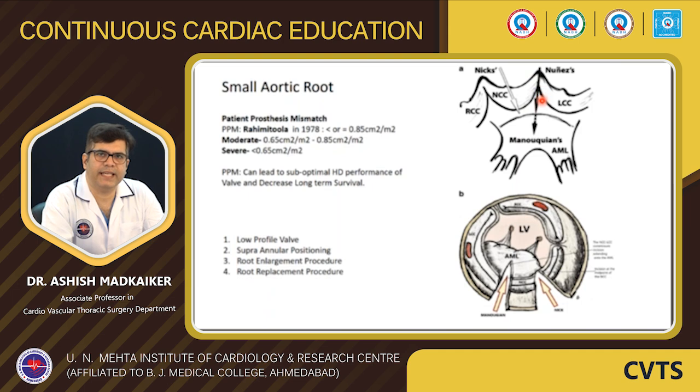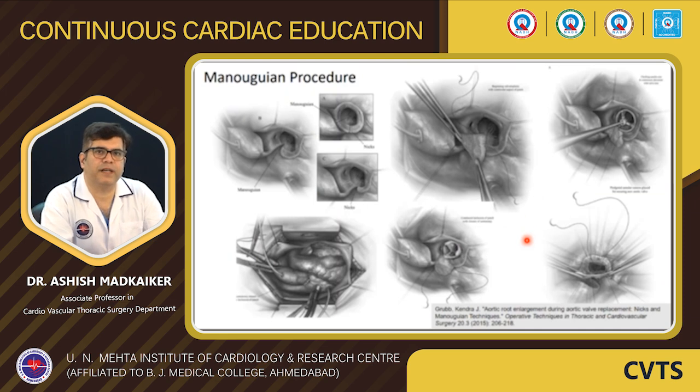Whereas Nunez is extension or division of commissure between NCC and LCC and the annulus at that portion. And again, we might be able to oversize with one size, and Manouguian is when we enter into the AML and we are able to oversize the valve by two sizes. So if we see here, Nicks is when we divide the annulus below the nadir of NCC, and Manouguian is when we enter into AML. So again, as a prototype of surgery, I will discuss Manouguian's procedure.